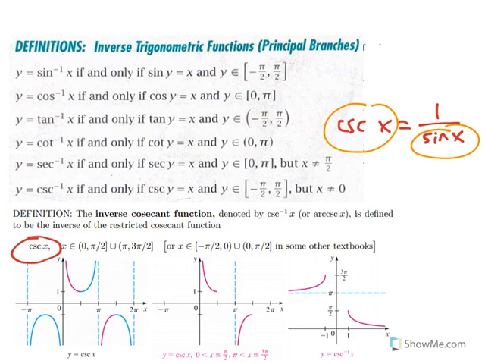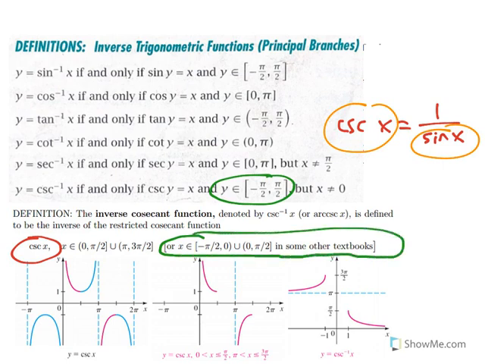However, on that domain, the cosecant function is not 1 to 1, so you have to restrict the domain to make the function 1 to 1 so that we can define an inverse. And there are different ways you can do that. In our textbook, we do it as follows, from negative pi over 2 to positive pi over 2, but not equal to 0.